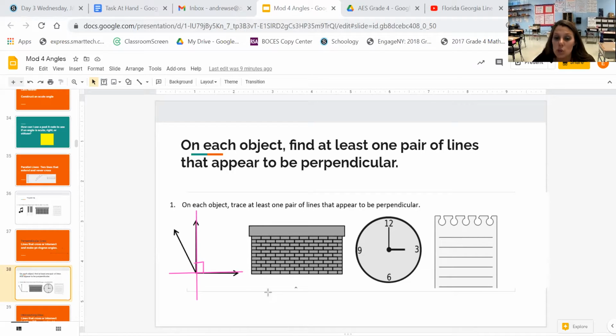So what would we do to show that? We could name them, like we'll say AB and BC, and we would say that they're perpendicular. Over here, why don't you guys try the brick wall? There's definitely quite a few that make, when they intersect, a 90-degree angle.